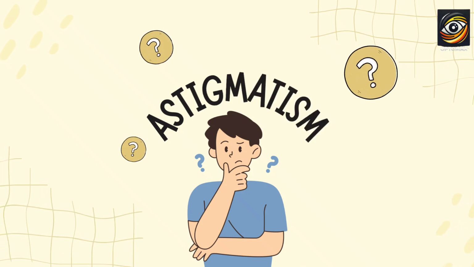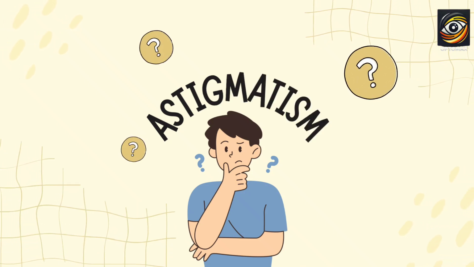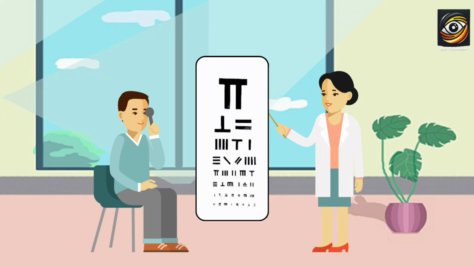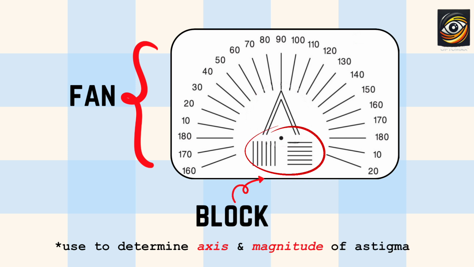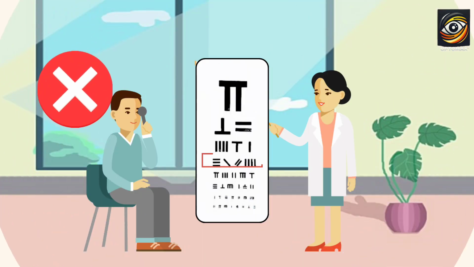What about the astigmatism test? How can you detect if someone is experiencing astigmatism? The fourth row of our chart is where the astigmatism test will be done, as we have implemented the fan and block concept. This concept is used to determine the axis and magnitude of astigmatism. If a patient is unable to state any of the numbers on the fourth row correctly, the patient can be considered to be experiencing astigmatism at a certain degree and magnitude.